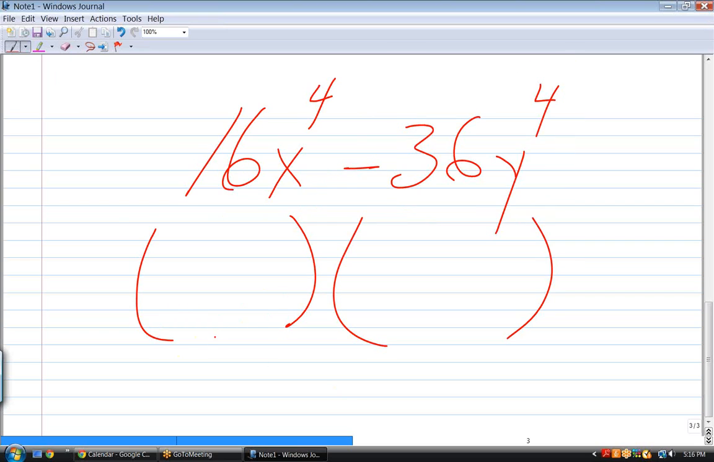How does it factor? Oh, I kind of forgot how to do these. Take the square root of that.